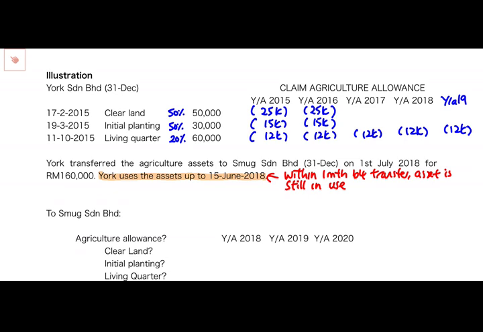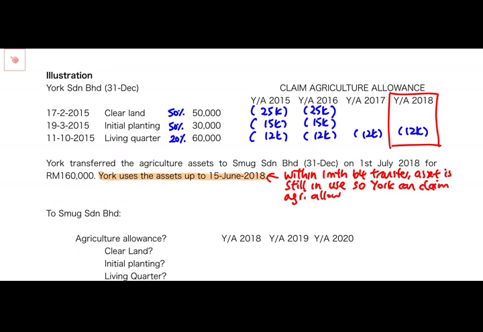So what? Can claim. So who can claim? York. So York can claim the agriculture allowance. Okay, I'm sorry, I must come back and erase this figure now. I don't want the 2019 because in 2018 you disposed of it.